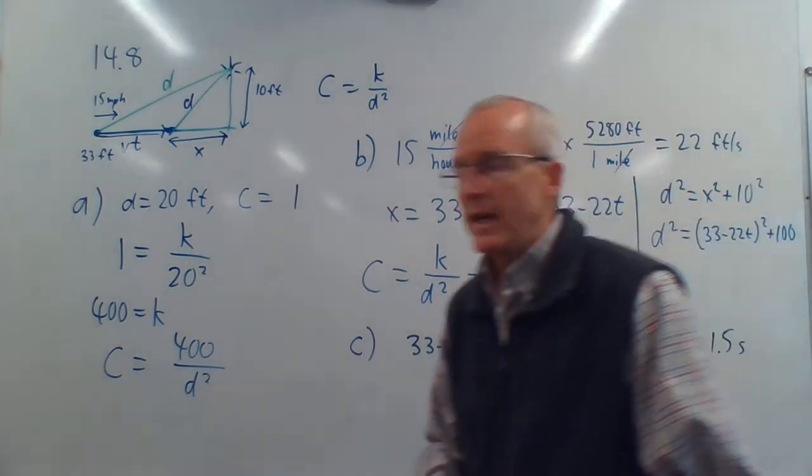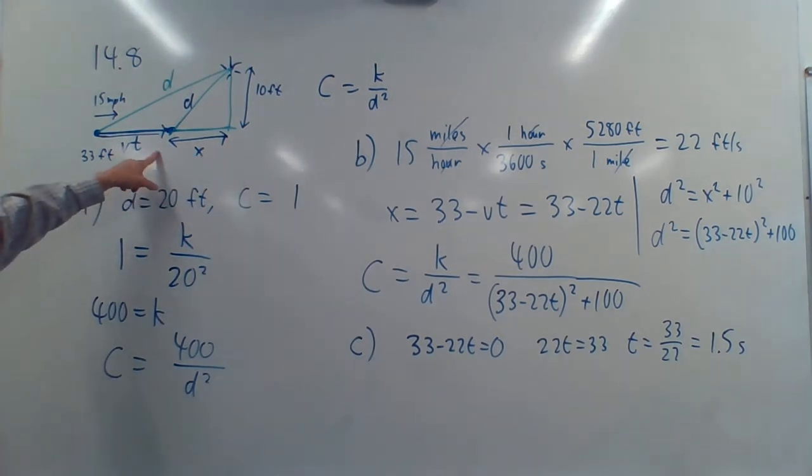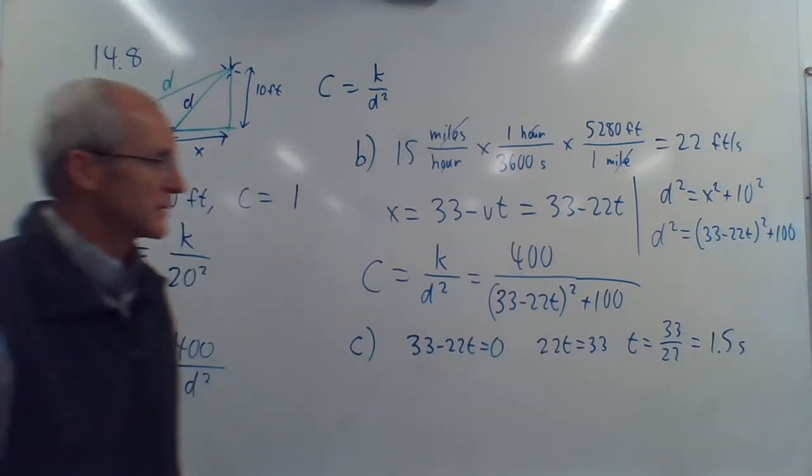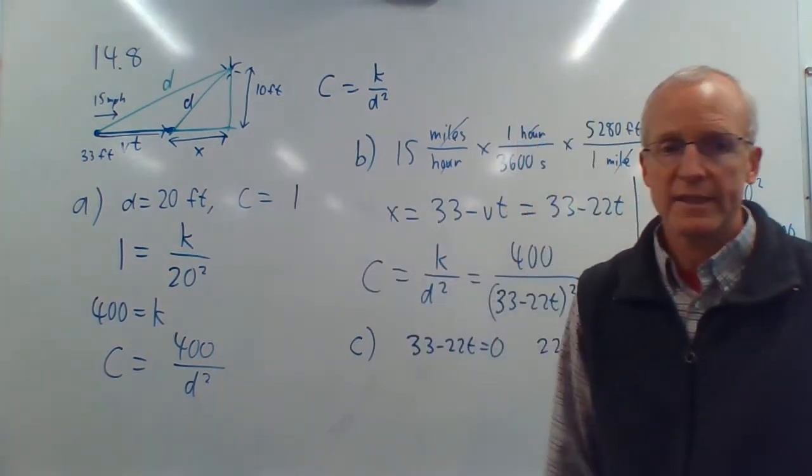Now, does that make sense? 1.5 seconds is going to be right there. In 1 second, he'll have gone 22. In half a second, it'll be half of 22, which is 11, which gets us to 33. So, yeah, makes sense. We could have seen that right away. He'll be right underneath the light in 1.5 seconds.